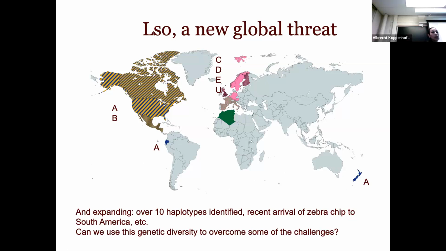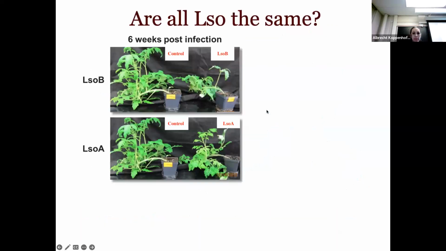And so the first idea was, well, maybe the differences between New Zealand and the US are linked to these different haplotypes. So let's separate the haplotypes. It's easy, but it took us time. We separated the haplotypes, and then we started asking questions like, do they cause the same disease? I'm going to show the results for tomato. We work a lot with tomato in the lab.